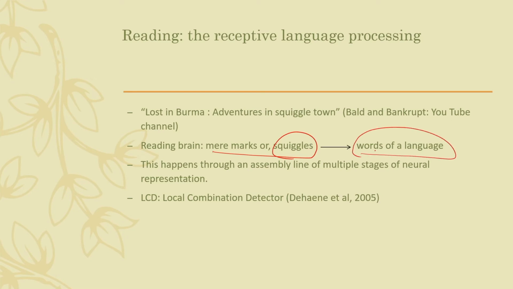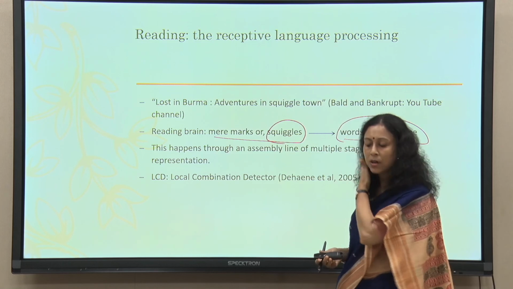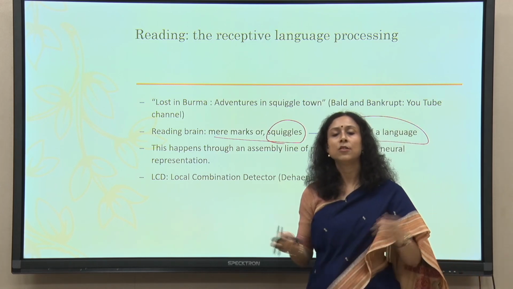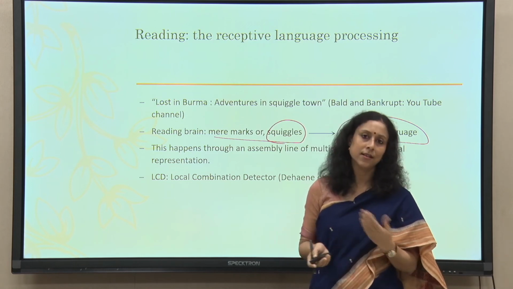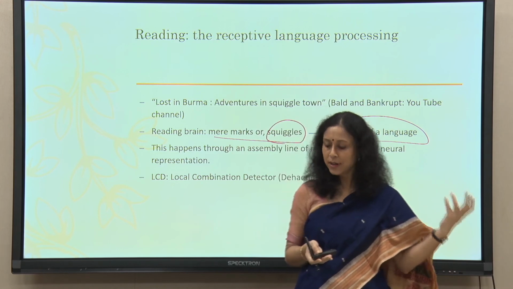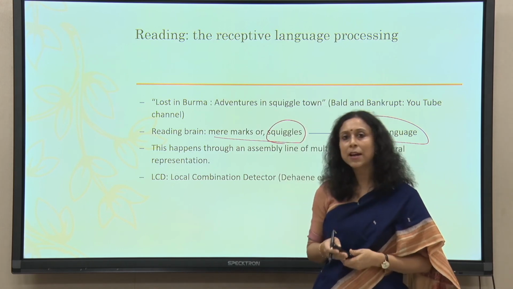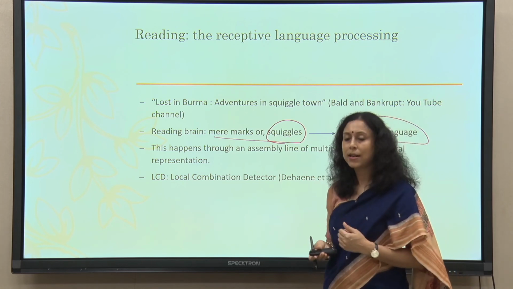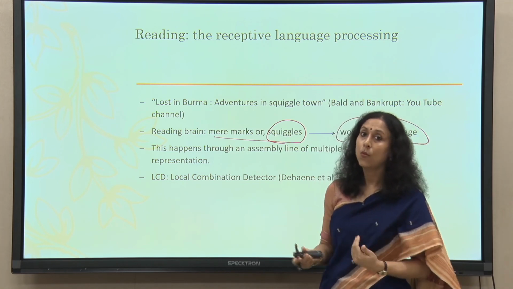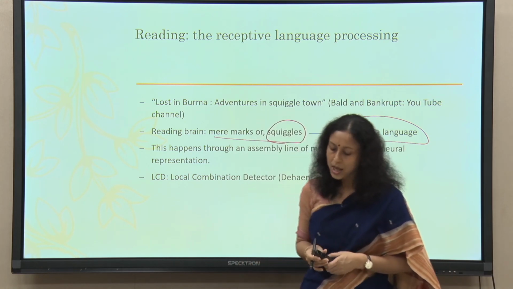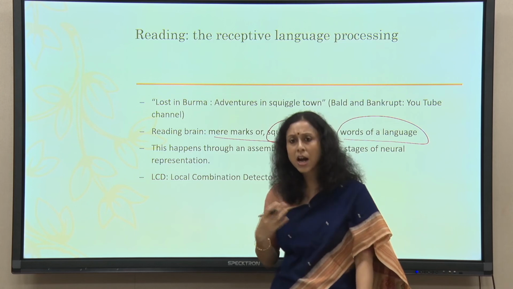So, when he went to Burma through India from Manipur or somewhere, he sees all those notice boards, everything written in their language, and of course, he does not read. So, he just says squiggle, squiggle, squiggle and more squiggle. So, the languages that we do not read remain squiggles for us, the language that we read becomes words of a language for us. So, that is where the reading brain comes into picture. So, how does it happen?